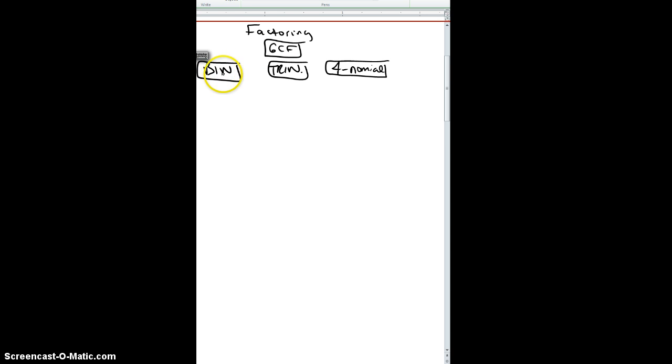So for example, if you have a binomial, typically the way we do that is take out a greatest common factor, and then we have some type of binomial left. So for example, you might have something like 2x squared plus 4x. Take out the GCF, which is 2x, since they both have a 2x in common. And so there's an x left over from that and a 2 left over from that. And again, you can check, that's 2x squared, that's 4x.